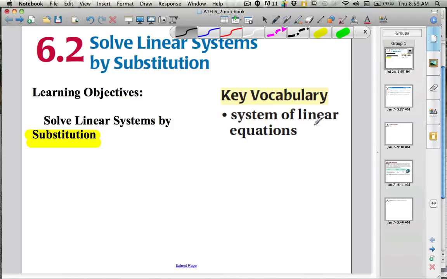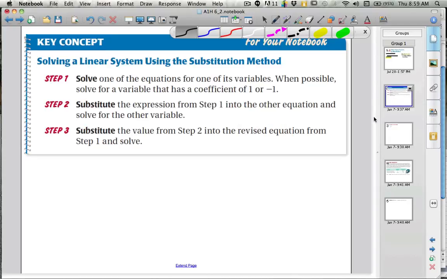So again, our vocabulary, system of linear equations, we covered that in 6.1. So let's talk a little bit about substitution. What we want to do is solve one of the equations for one of the variables. When you're making a choice about how to solve a problem of this nature, what makes it easiest is if you've got a coefficient of 1 or -1 on one of your variables, and it just becomes the easiest one to solve for.